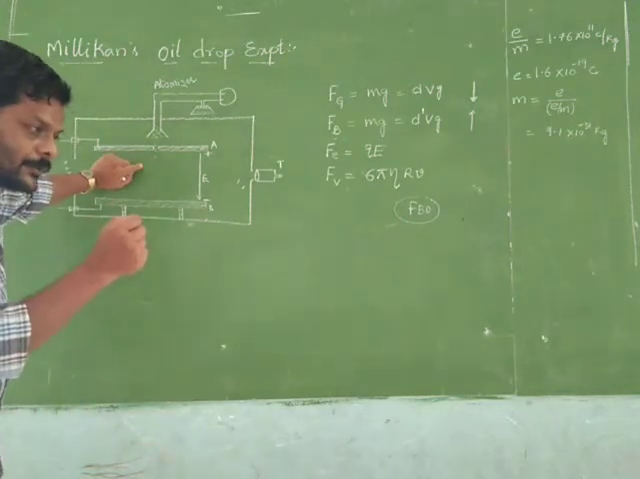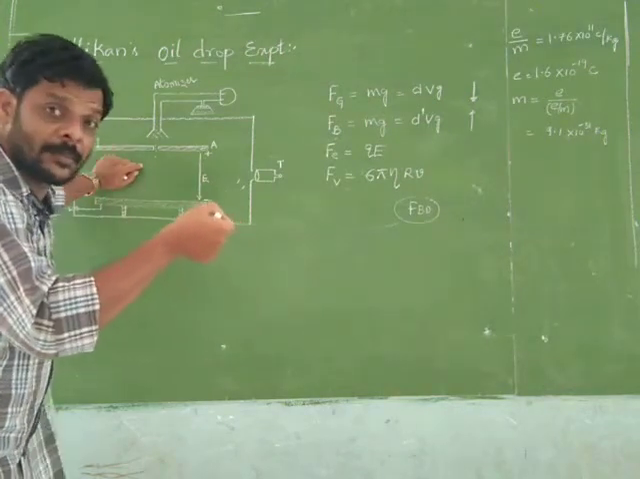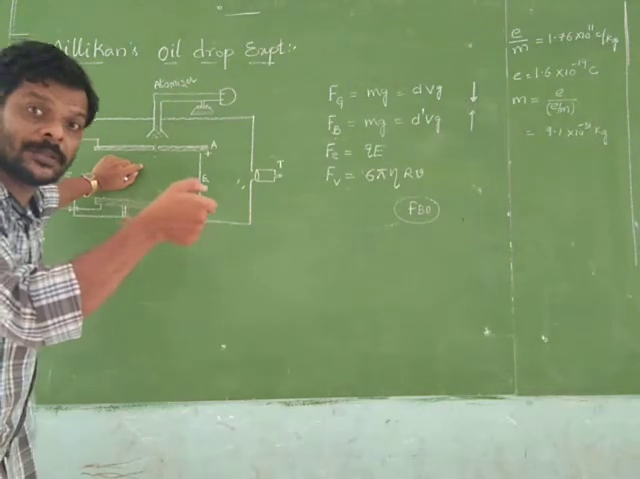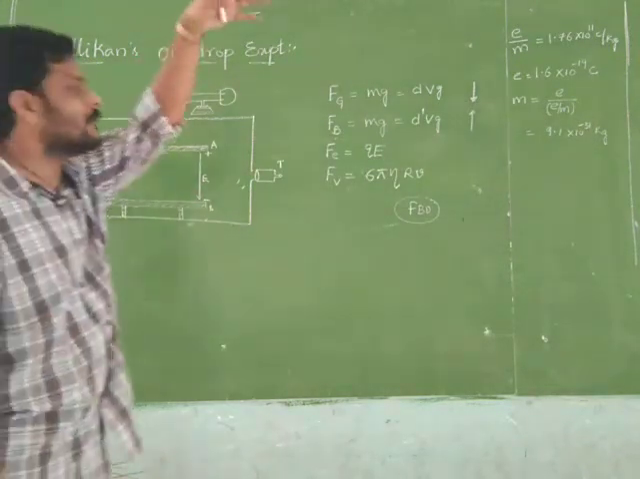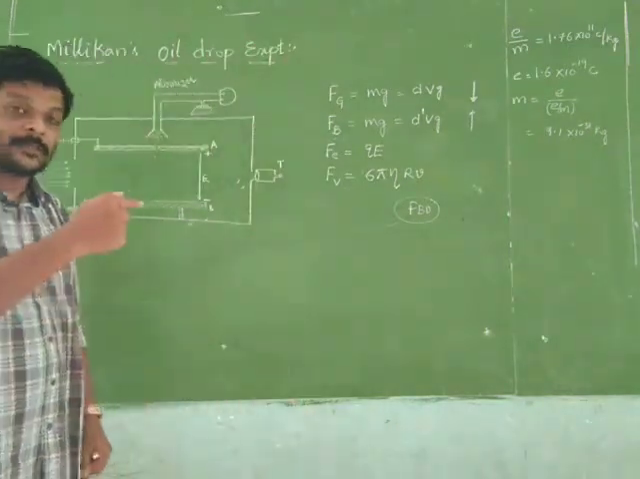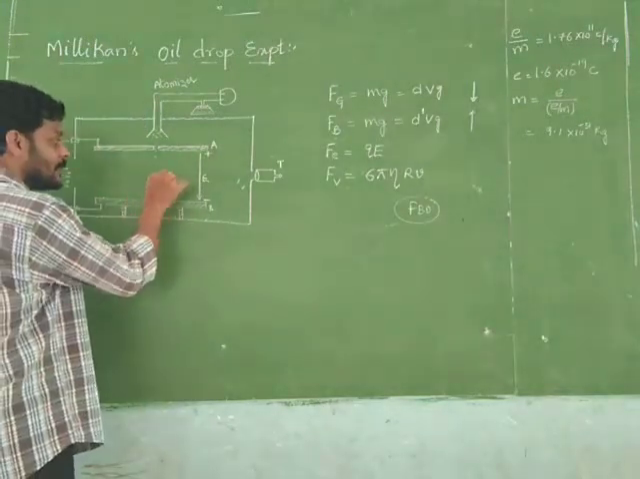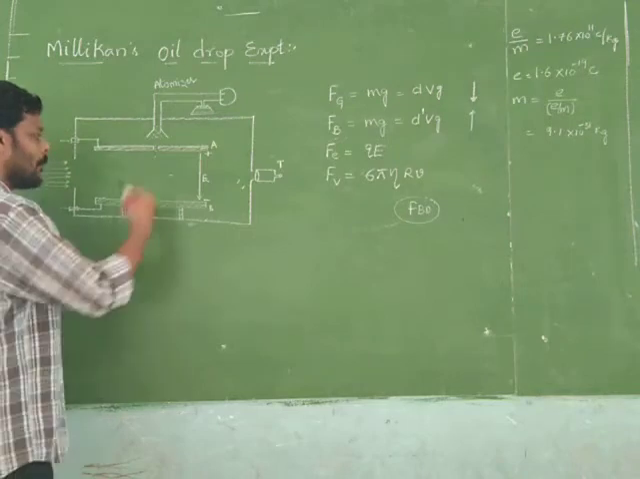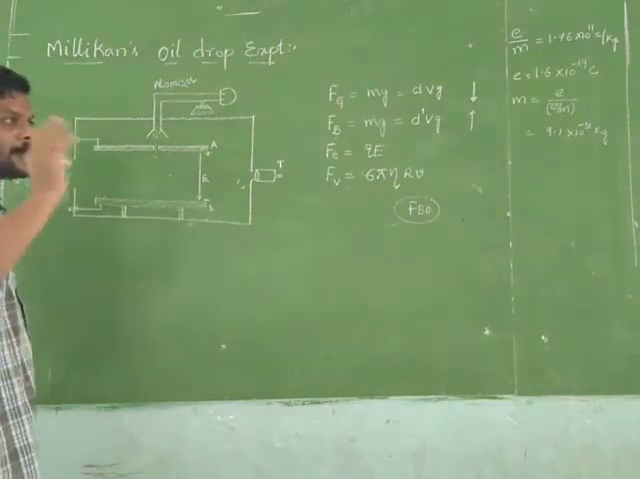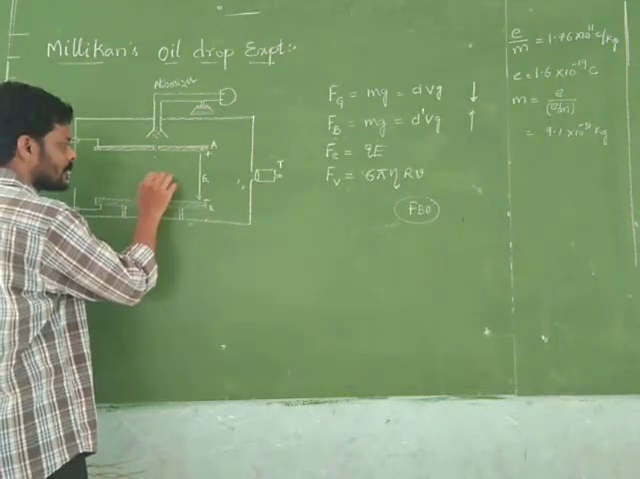Millikan succeeded in holding the charged particle for a particular instant of time. He is trying to hold the charged particle, which otherwise is just moving like a freely falling body. Because of the charge acquired by the droplet, whether it is a positive charge or a negative charge, we don't know.